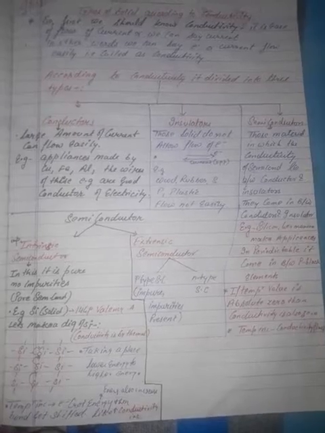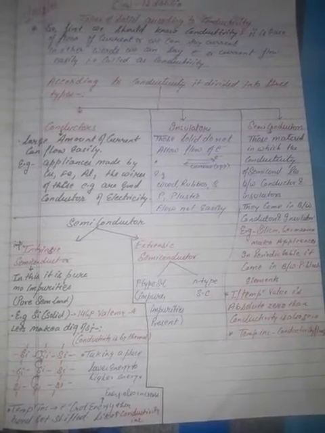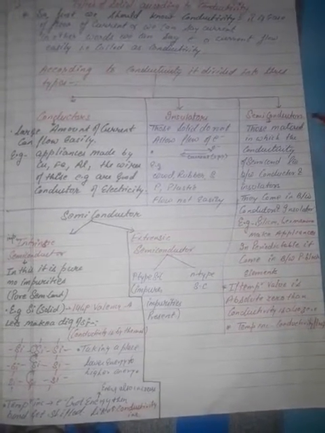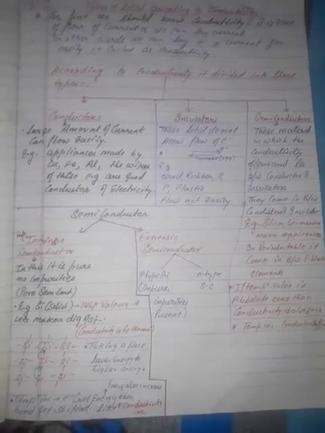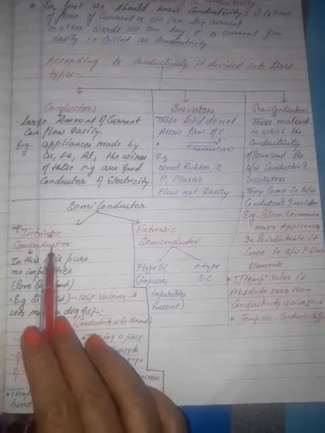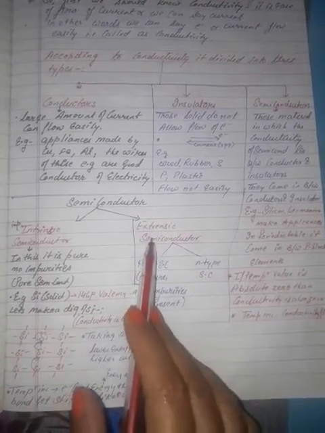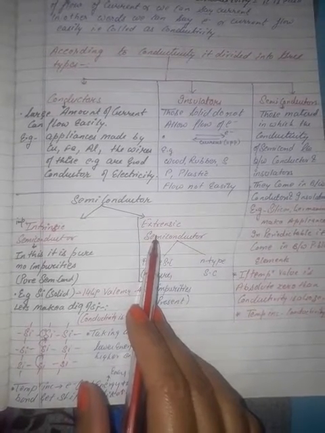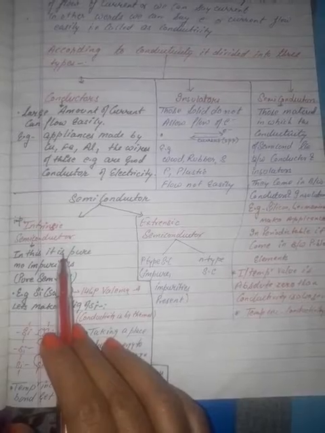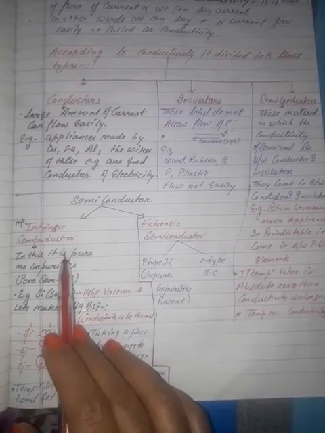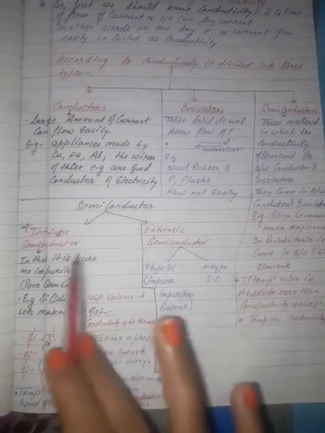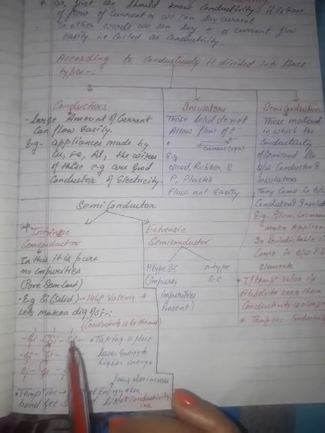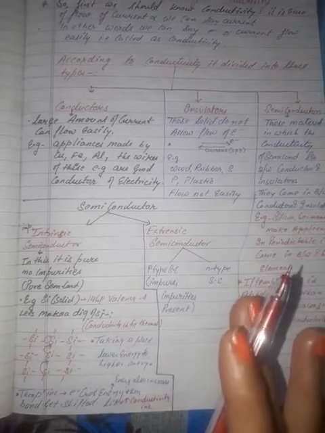Now a very important point is going to start, that semiconductors are of two types. One is intrinsic semiconductor and the second is extrinsic semiconductor. In intrinsic, what will happen? It is pure. There are no impurities. No impurity is possible.